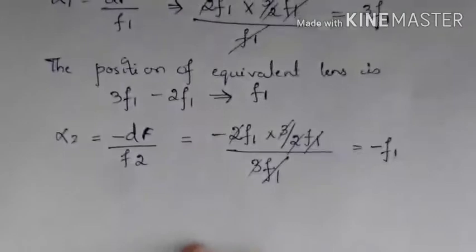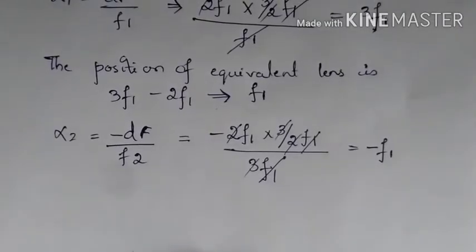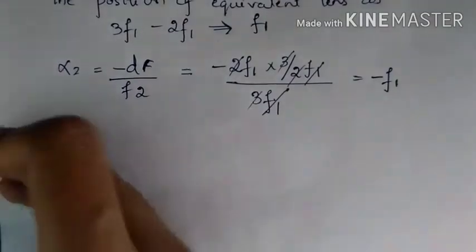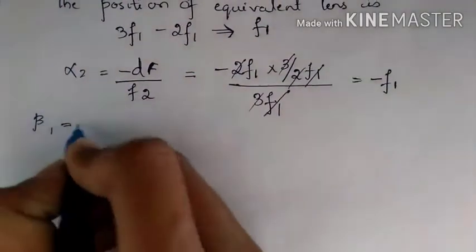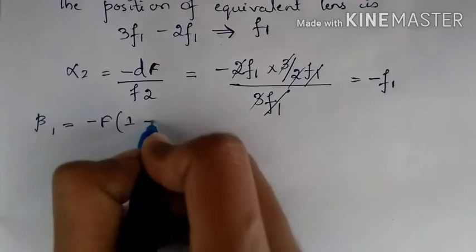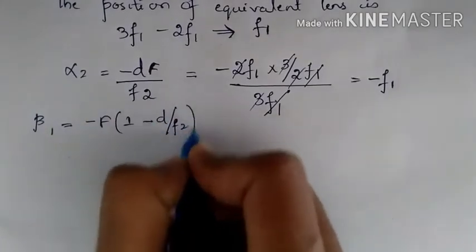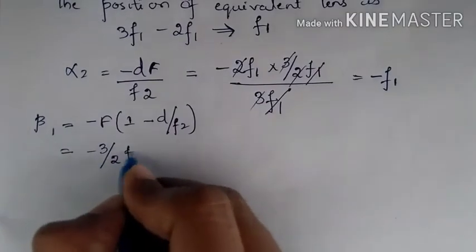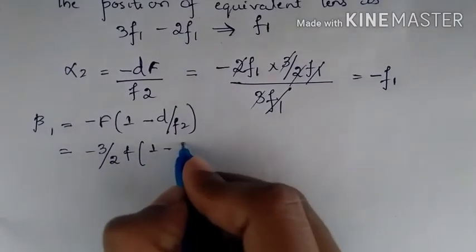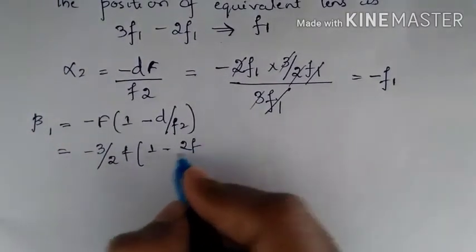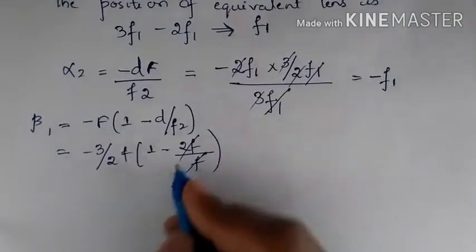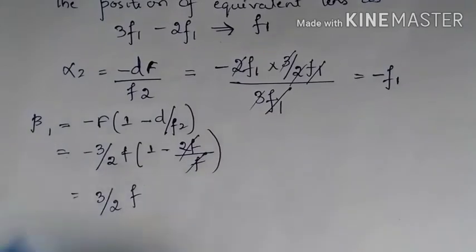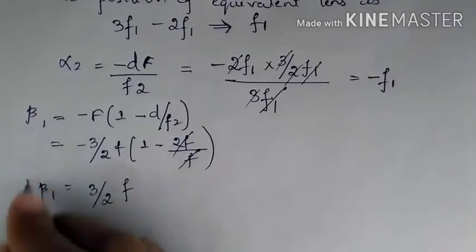Next is the focal points. So beta 1 and beta 2. Beta 1 is equals to minus f1 minus d by f2. So this you can find as 3 by 2 f1 minus 2f1 divided by f1. So f1 will get cancelled. What remains is 3 by 2 f1. So this is beta 1.